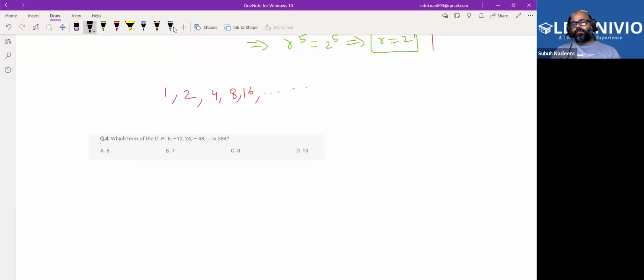So over here, 6 to minus 12 is minus 2, and minus 12 to 24 is also minus 2, so the ratio is minus 2, right? Yeah, the ratio will be minus 2. Because if you take minus 12 by 6, you will get minus 2. Or you can take 24 by minus 12, then you will also get minus 2. Likewise, the common ratio is minus 2, correct? And the first term is 6.